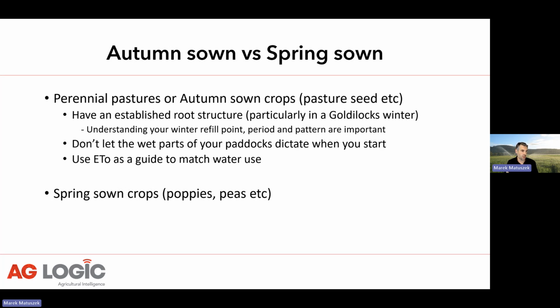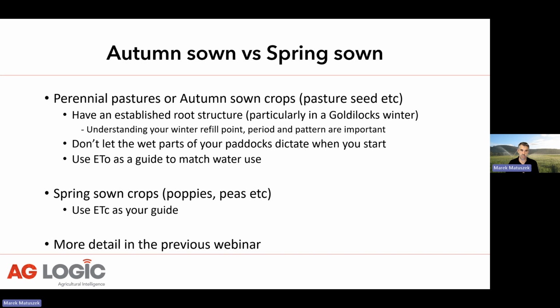Whereas your spring sown crops, mainly your poppies and your peas, so things going in now, we want to treat completely differently. So ETc, which is bringing in your crop factor. Rather than having a crop factor of 1, which is your 12 centimetres of well-grown pasture, they can be anywhere around the 0.1 to 0.2, 0.3 area. So you really have to scale that back. You can't really use ETo as a guide. And as I said, that's in the previous webinar.